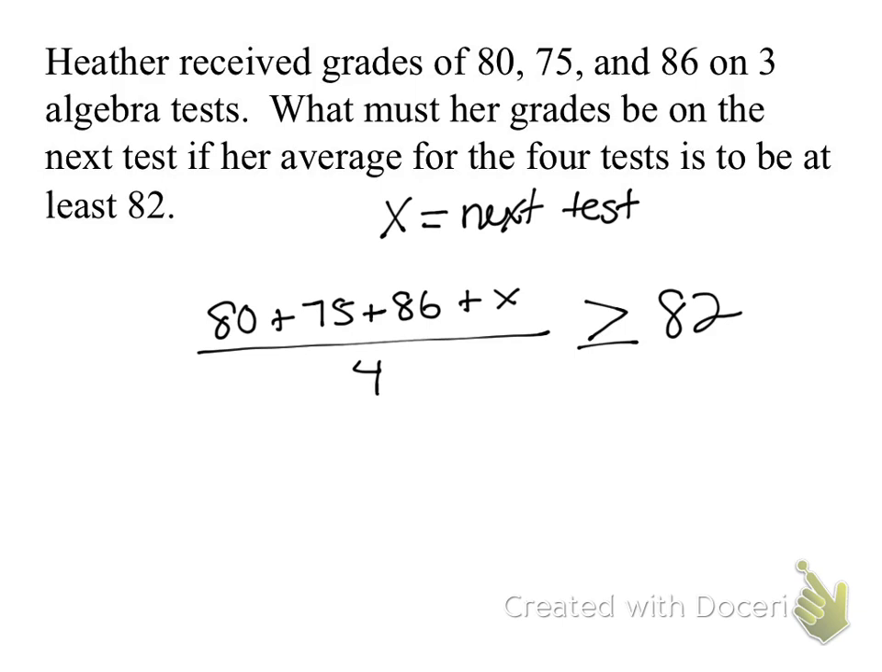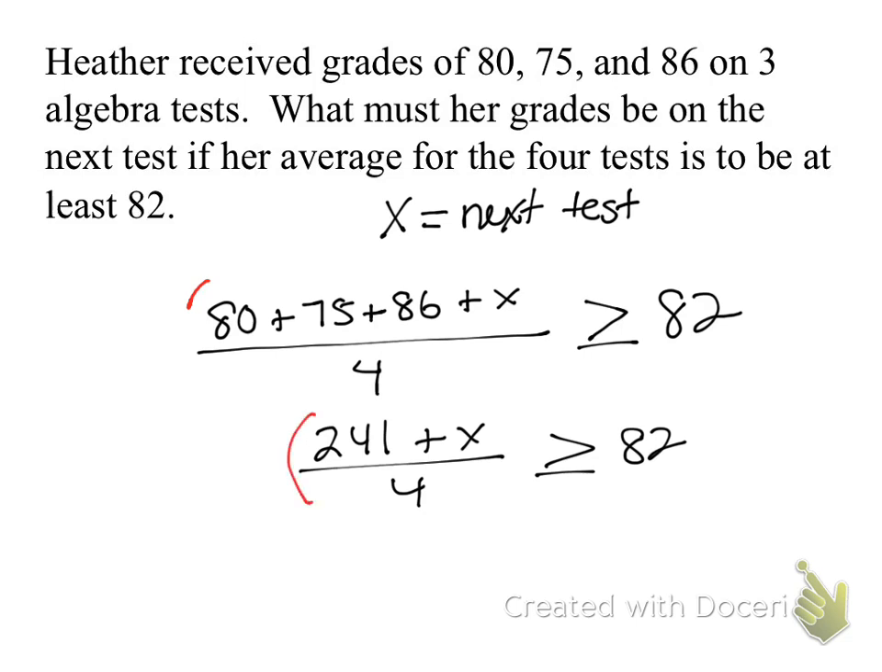So what would we do first? Add the like terms. Okay, we could do that. And that's 241 plus x divided by 4 is greater than or equal to 82. Next, get rid of the denominator. What do I have to do? Multiply everything by 4 over 1.